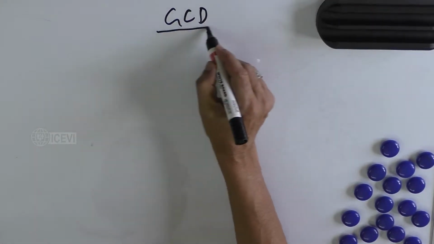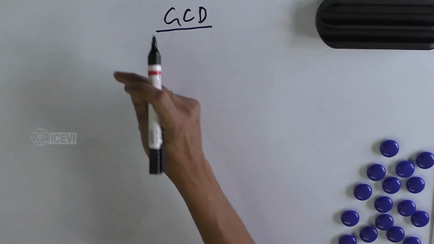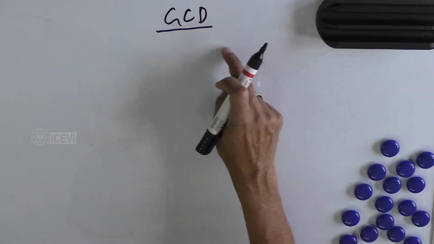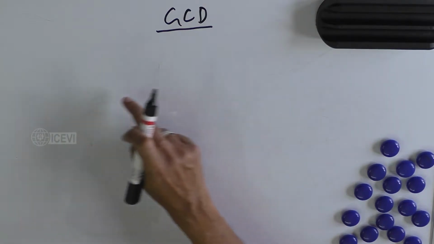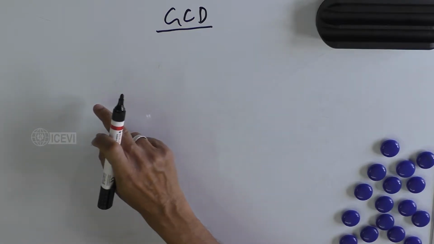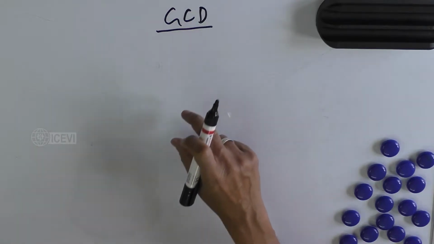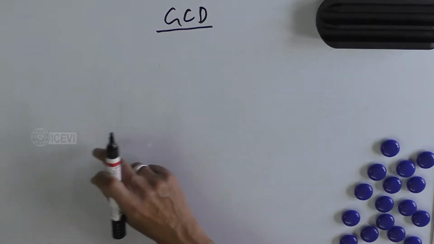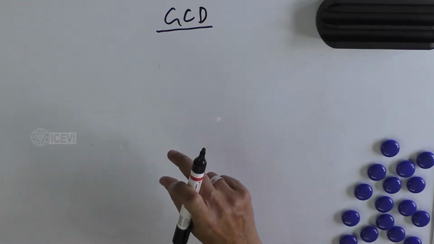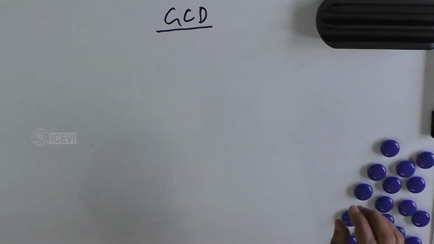So how to find out the greatest common divisor of two numbers? There are again 4 steps. First, we have to find out the divisors of the first number. Secondly, we have to find out the divisors of the second number. And third, we have to list all the common divisors of the two numbers. And the fourth step is to select the greatest common divisor. So that is how we find out the GCD.